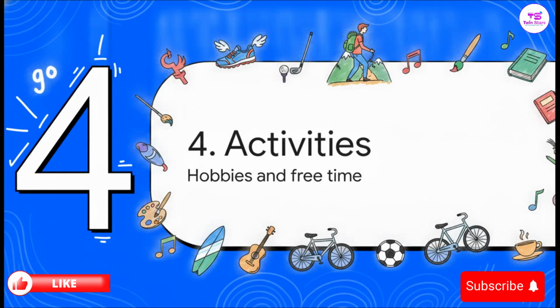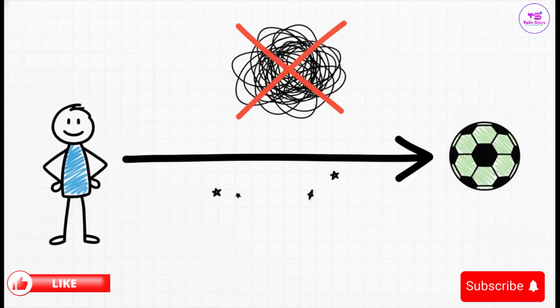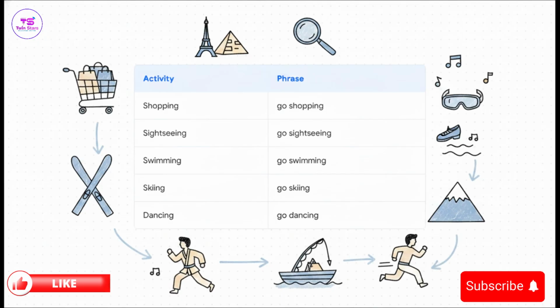Now for Section 4, Activities. Honestly, this is a wonderfully simple rule, and it's a real game changer for sounding natural. When you're talking about recreational activities, hobbies, your free time, you don't need any extra preposition words. Don't overcomplicate it. You just take the word go and pair it directly with an action ending in ing. You can actually hear the rhythmic pattern in English when you use this. You go shopping, you go sightseeing, you go swimming, go skiing, go dancing. See how that flows? For anything where you are moving around doing an activity, like running, fishing, or swimming, this go plus ing structure is exactly what you need to sound perfectly fluent. Just put the two pieces together and you're all set.